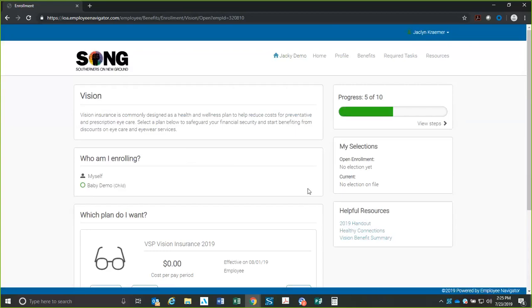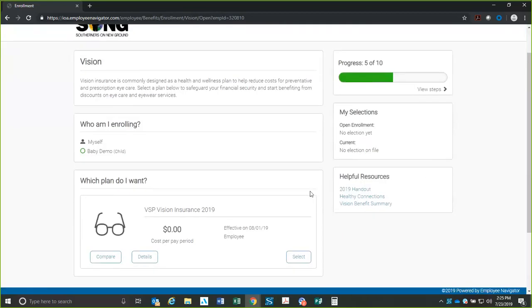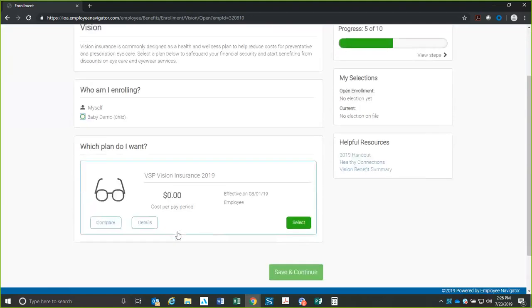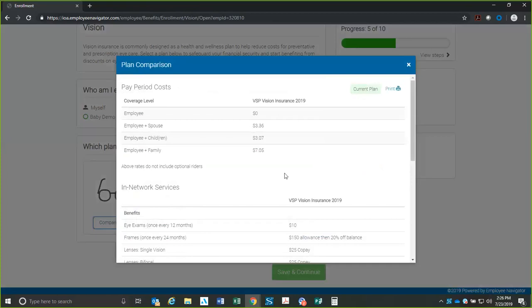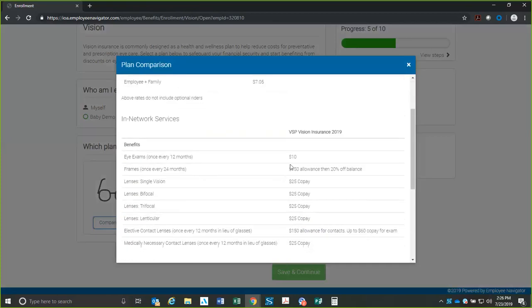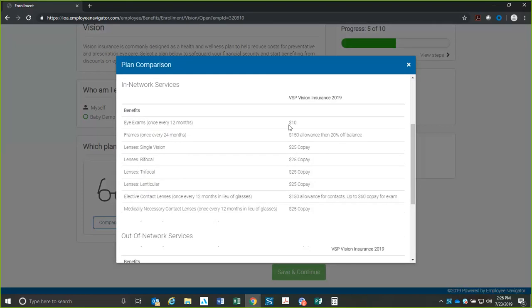Now we've moved on to vision. Again, I have my baby demo. If I click here, the rate changed. If I unclick, it goes right back down to no cost. I can compare or look at the details on here, and you can see the cost of the plan and the benefits. So our in-network services are going to allow us a $10 exam every 12 months.